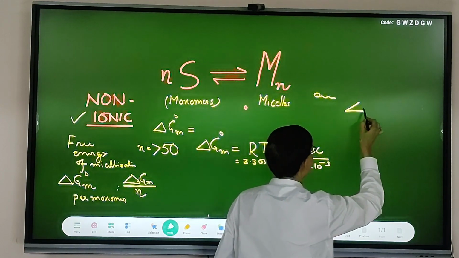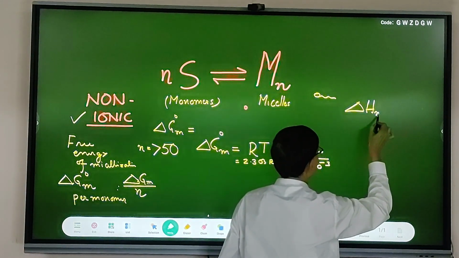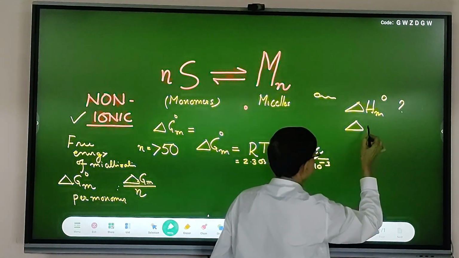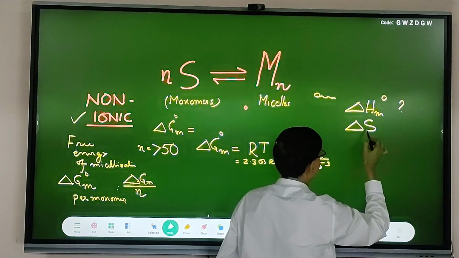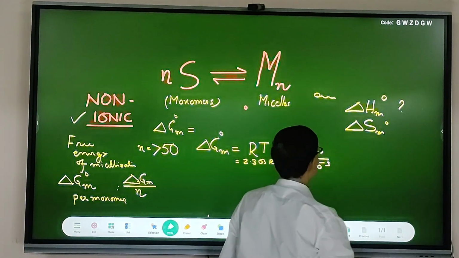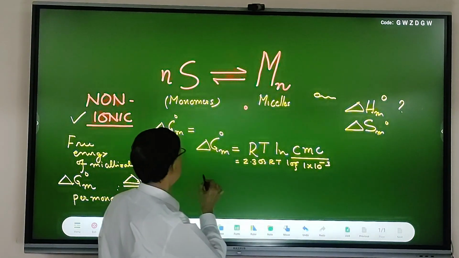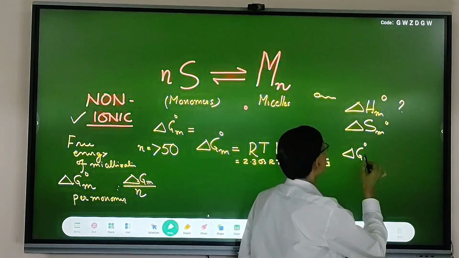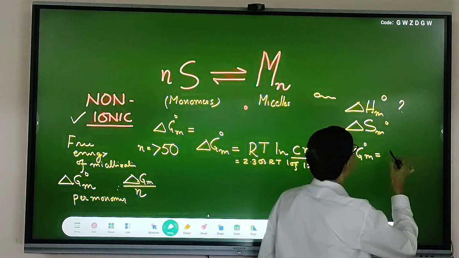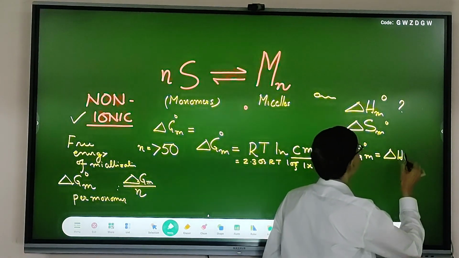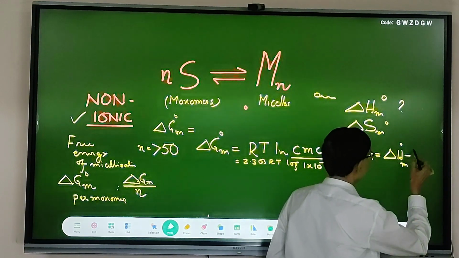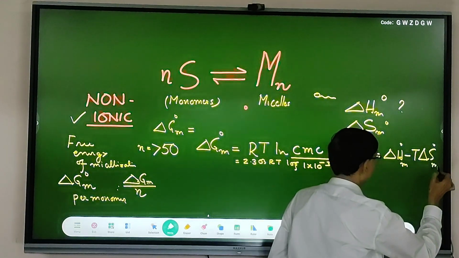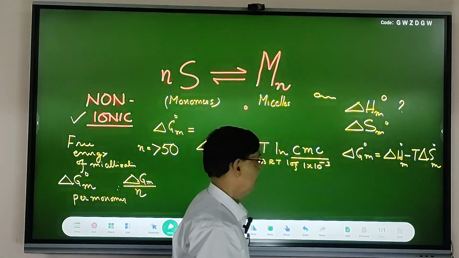enthalpy. And another parameter is the delta S standard. Now we all know that delta G is equal to delta H minus T delta S. You all know these things. This is one form of the Gibbs-Helmholtz equation.